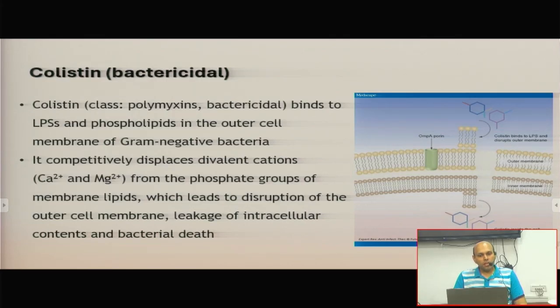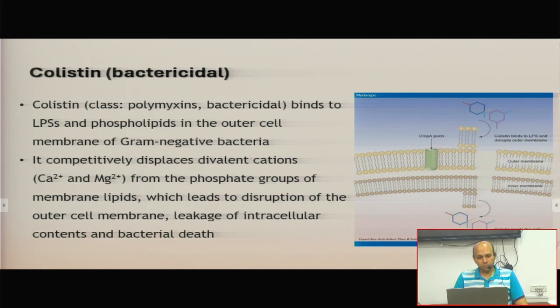So it binds to the LPS, lipopolysaccharide, and phospholipids in the outer cell membrane of gram-negative bacteria. I told you yesterday, gram-positives have what? Peptidoglycan, and gram-negatives have lipopolysaccharide. Yes. So it binds to lipopolysaccharide.